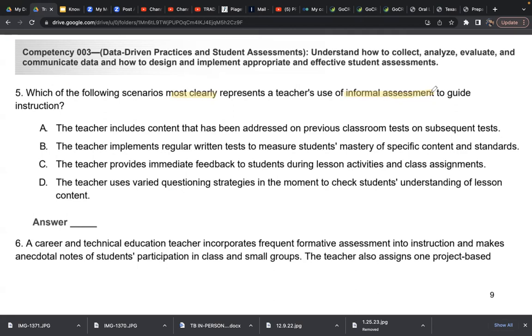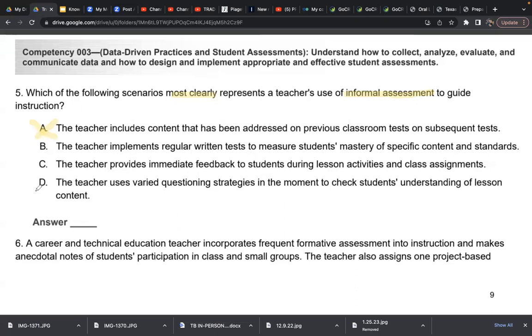All right, so let's take a look at these and see if we can get rid of some. Get rid of A. The teacher includes content that has been addressed on previous classroom tests. How is that most clear? It's not. A, we can bet ourselves $5, that is not the right answer. Then D, you can get rid of it too. Uses varied questioning strategies in the moment to check understanding of lesson content. No, I think we can leave that one.